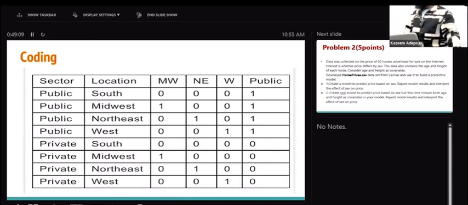Now, how many locations do we have? 4. How many sectors do we have? 2. I will start with public, and I will write public 4 times, which is going to be public South, public Midwest, public Northeast. I will do the same for private. Private South, private Midwest, private Northeast, private West.